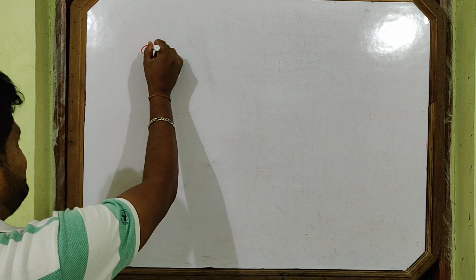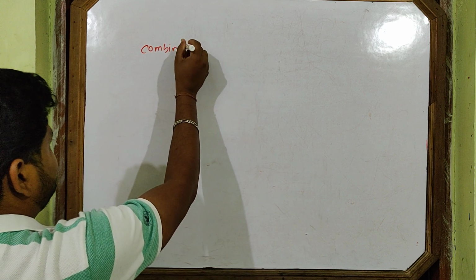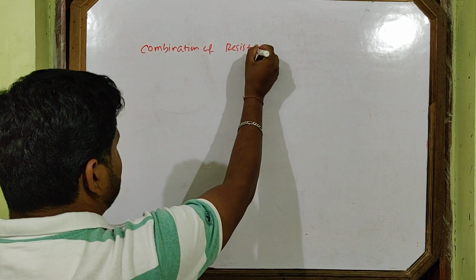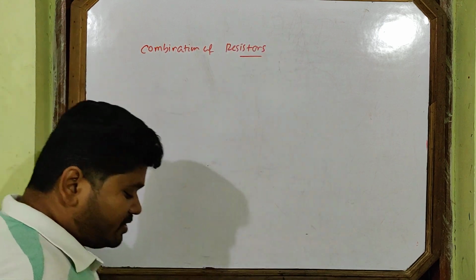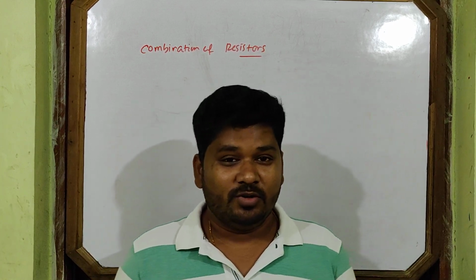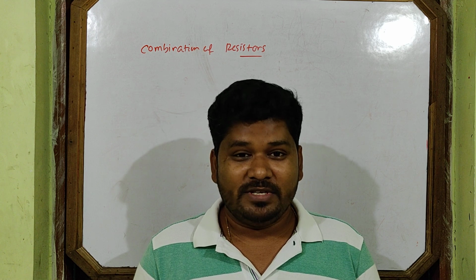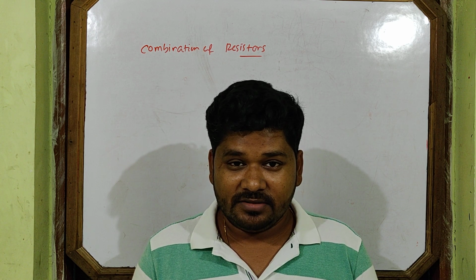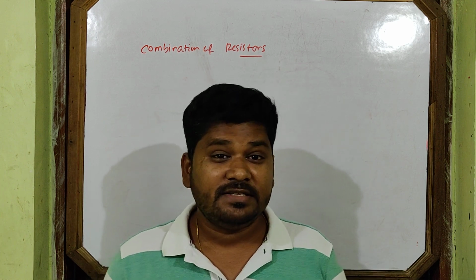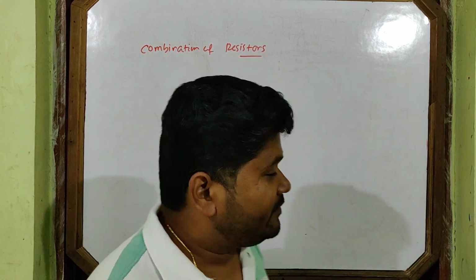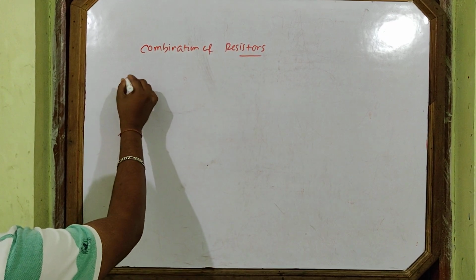Combination of resistances. Combination of resistors. You already know this formula in class 10th. Two ways resistors can combine. One is series connection, one is parallel connection. It is very easy for you. So first we'll see series connection.